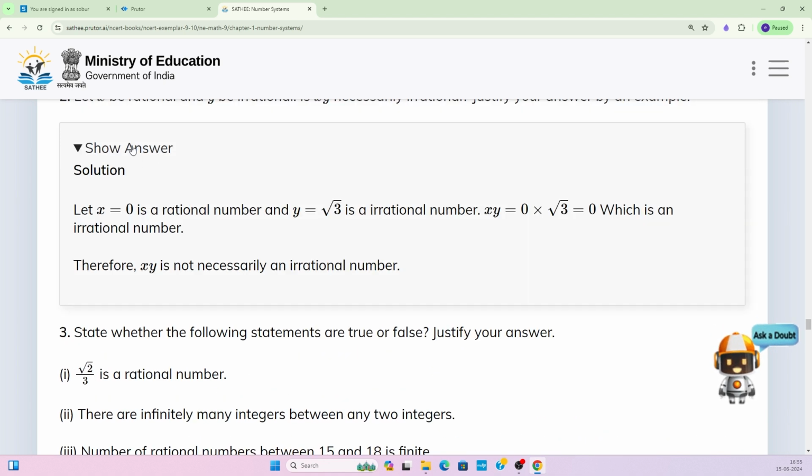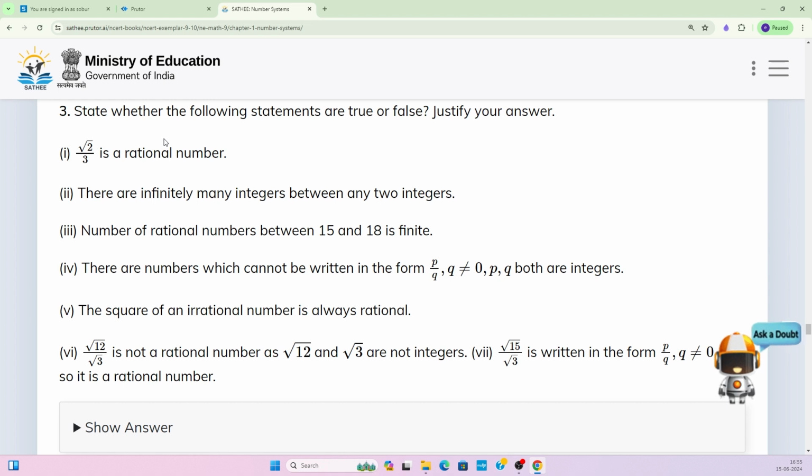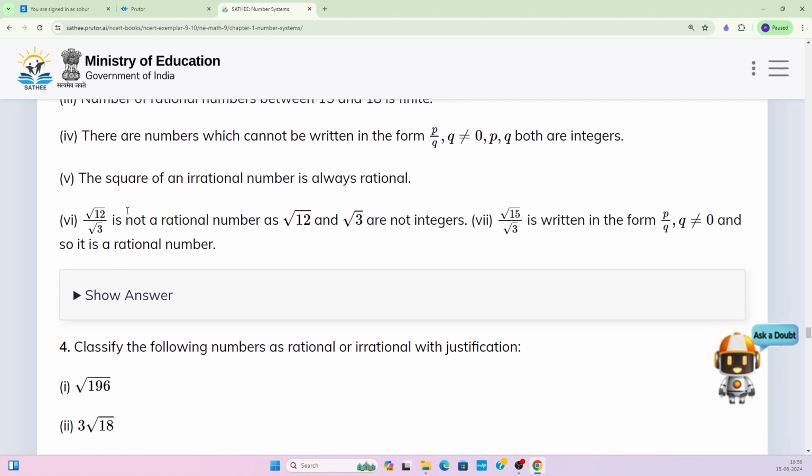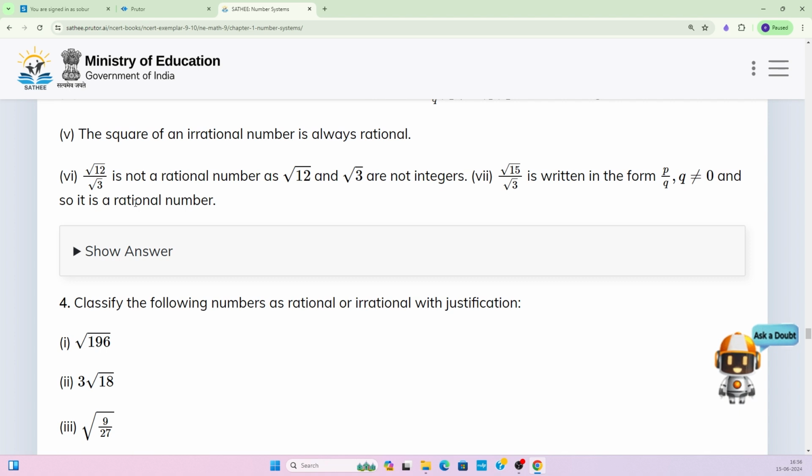In the next question, state whether the following statements are true or false, and justify your answer. So in the first one we have root 2 by 3 is a rational number. In the second one we have there are infinitely many integers between any two integers, and in the third one we have the number of rational numbers between 15 and 18 is finite. In the fourth one we have there are numbers which cannot be written in the form p over q, where q does not equal 0 and p, q both are integers. And in the fifth one we have the square of an irrational number is always a rational number.